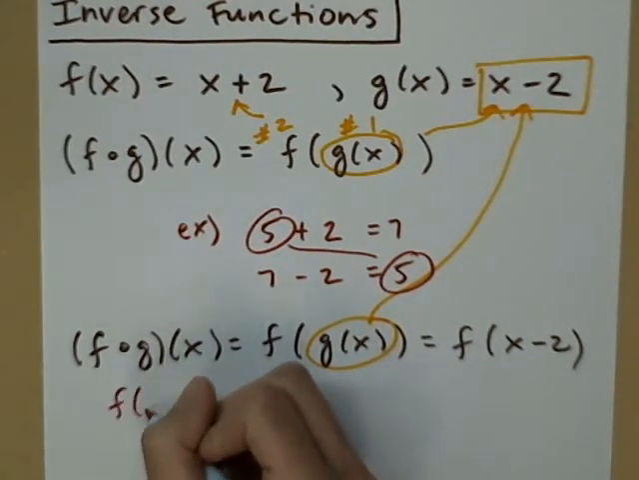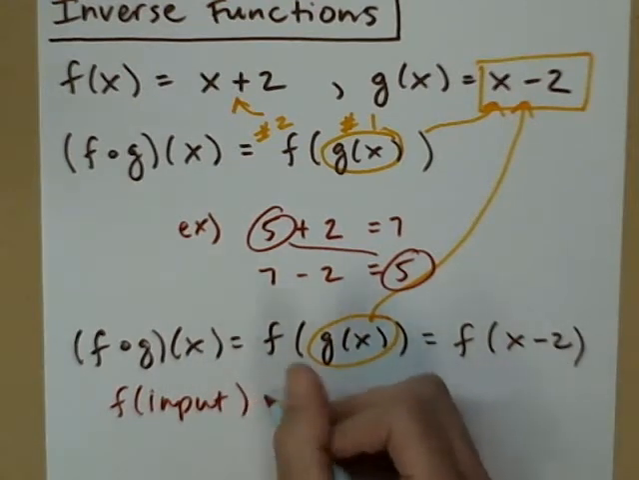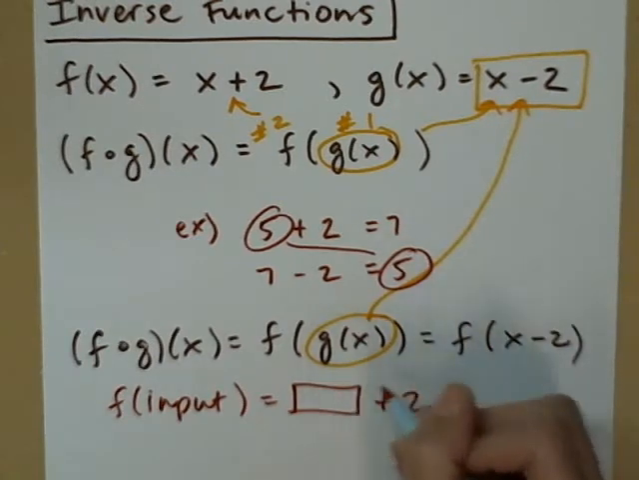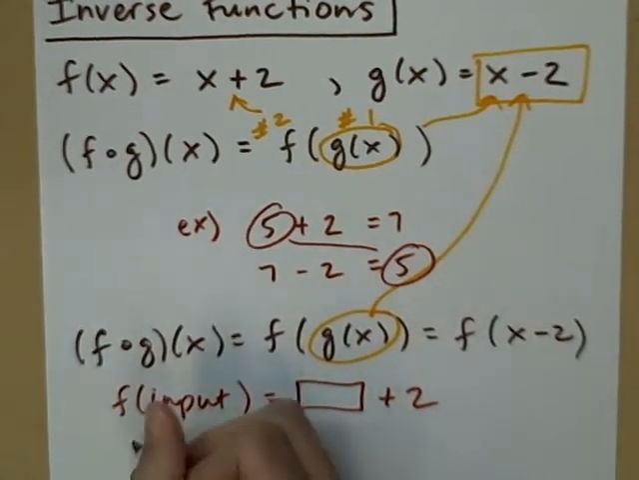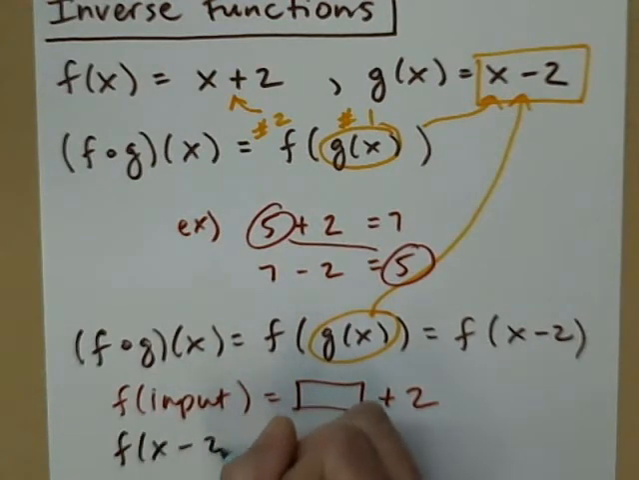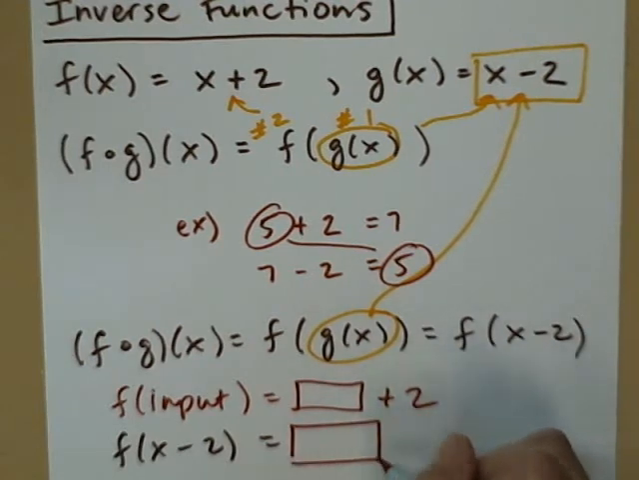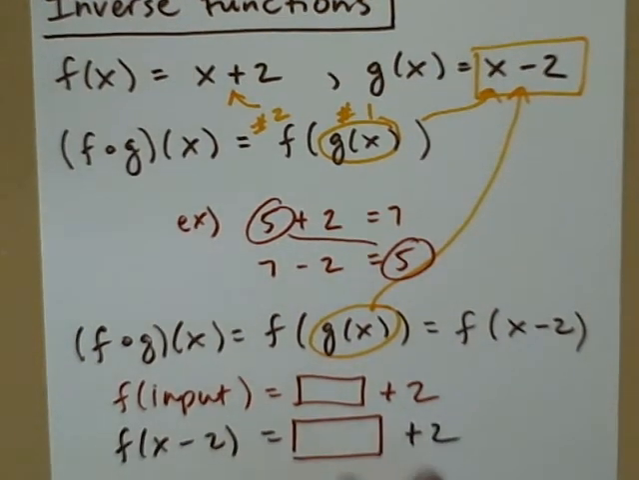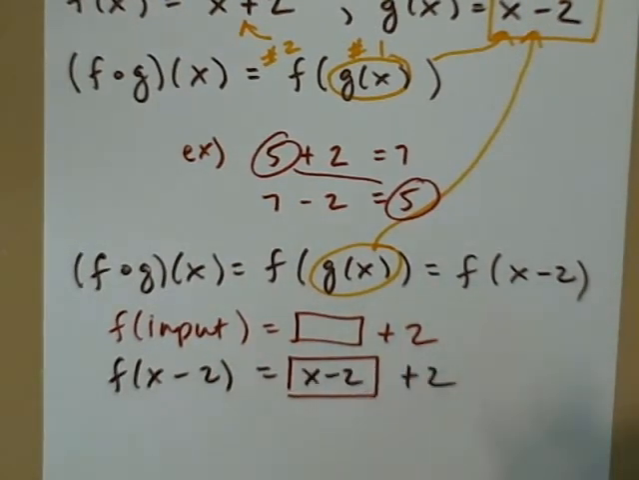So if I think of f being applied to any generic input, f of that input is my input plus 2. So input plus 2. Well, I'm applying f to x minus 2. So f of x minus 2 is, use my red pen again, my input plus 2. Okay, that's the f rule. But now I'm giving f x minus 2. So x minus 2 goes here.